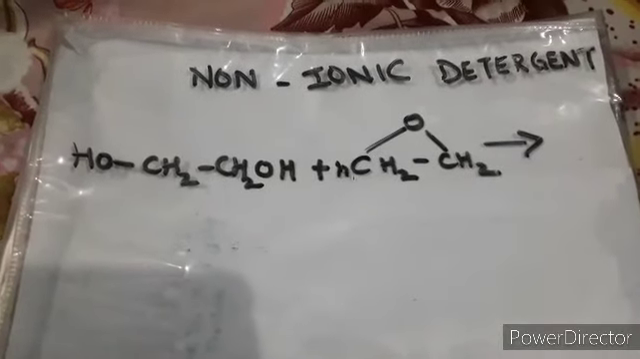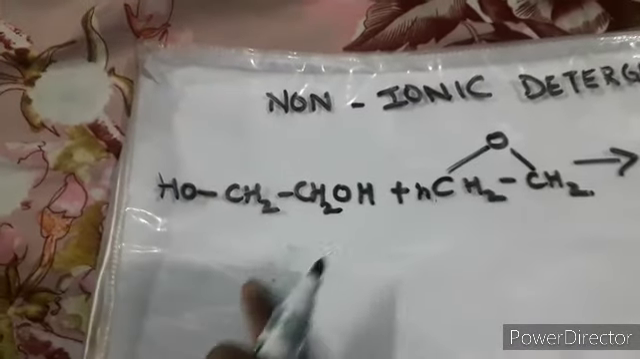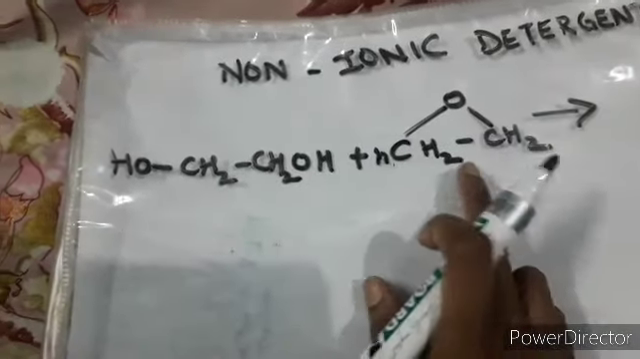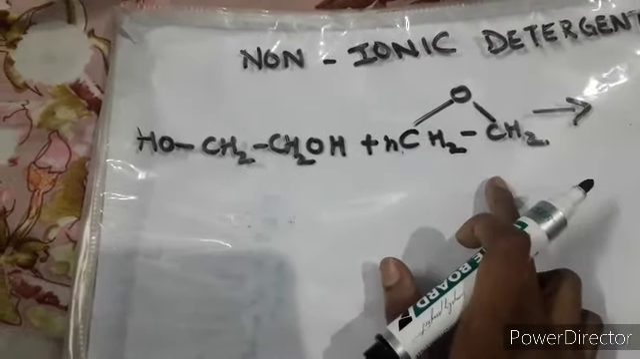Now I am writing this. Glycol is written over here, ethylene glycol, and this is ethylene oxide. Now these two react together, they form polyethylene glycol. Now we have to see how this polyethylene glycol is being formed. So let's focus once again on this.